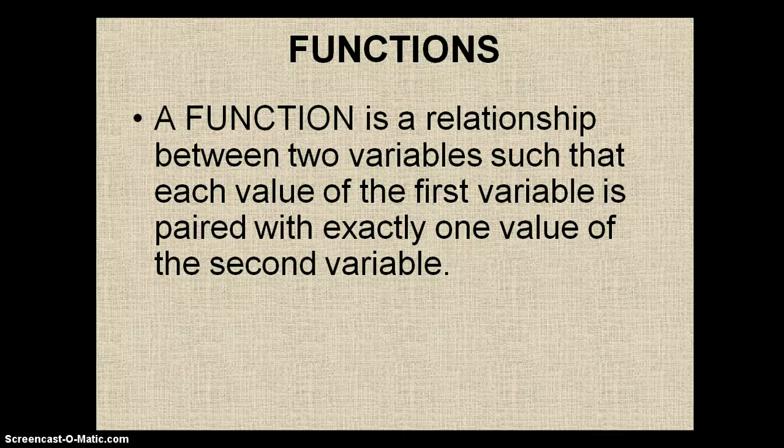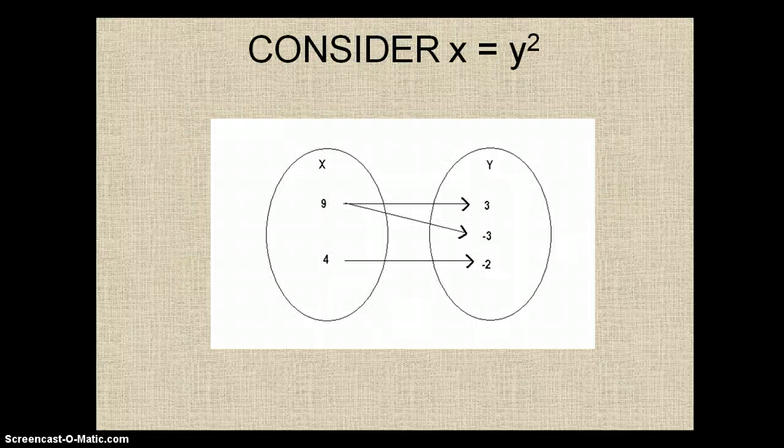Now, a function is a relation, but it is a special relation. It's a relation where the two variables each have a value, and the first variable is paired exactly and only with one value of the second variable. So for instance, my input can have only one output. If we look at the mapping from our previous problem, my 9 had 2 different outputs. So each input can only have one output.